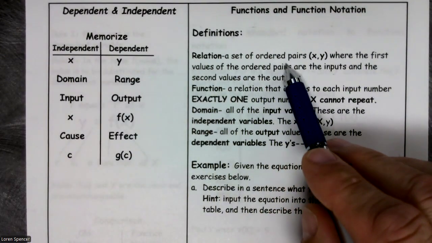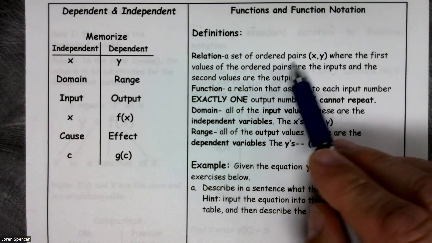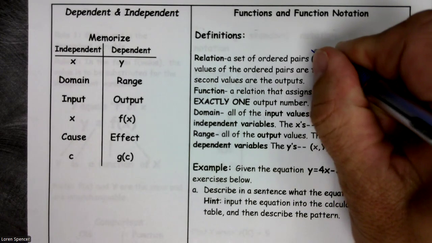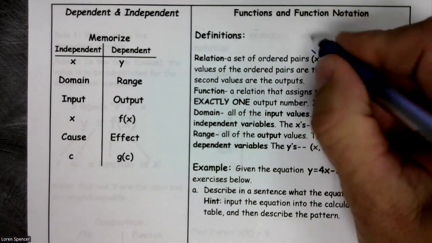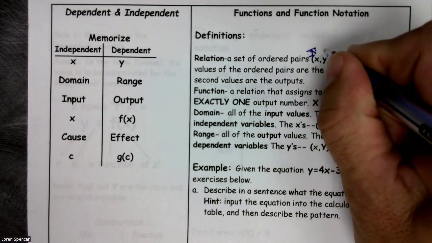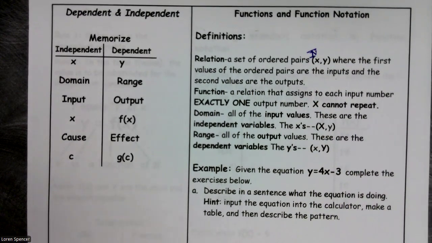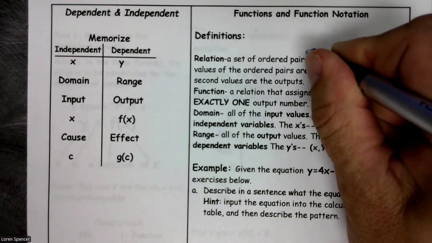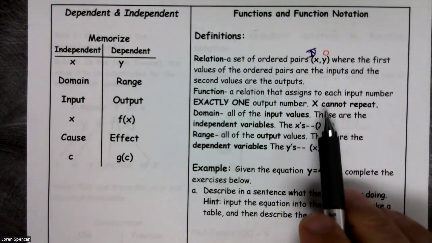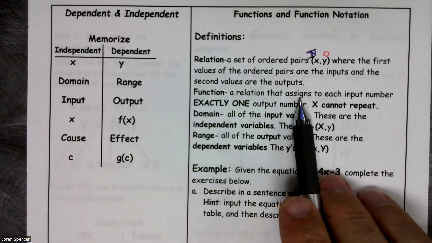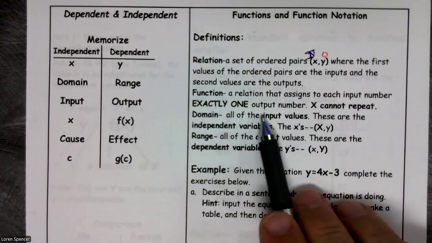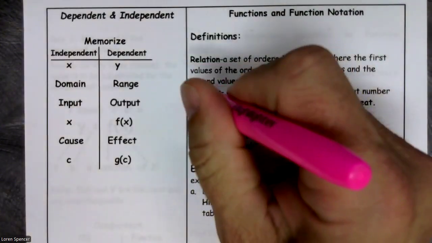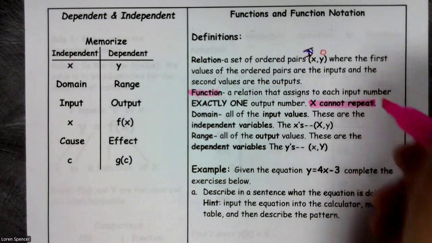So a relation is a set of ordered pairs. We've been working with that already, where the first of the ordered pairs are the inputs. In other words, the x's are the inputs and the second values are the outputs. X are the input and y are the outputs. Input, output. Function, a relation that assigns to each number exactly one output number. X cannot repeat. I think we know this by now. A function says X cannot repeat.